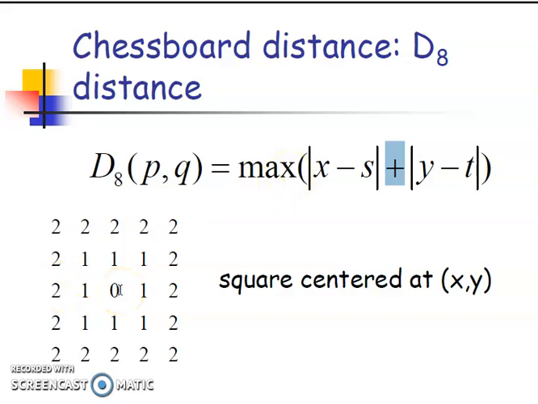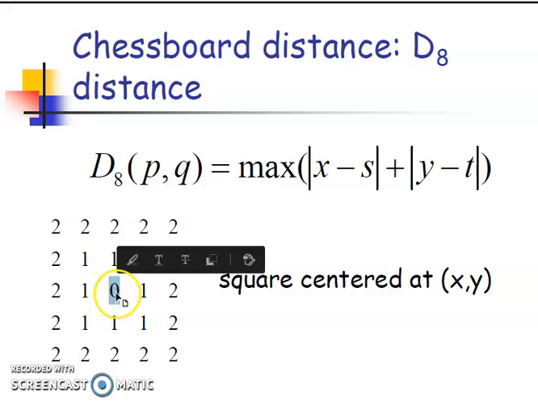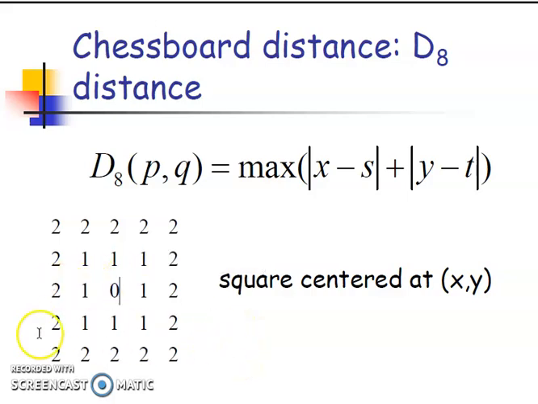If we observe, the D8 distance is considered to be a square which has its center at x,y. If we consider the center pixel as our pixel P, then the D8 distance of all the pixels is represented in terms of a square. These 8 neighbors of pixel P are at a D8 distance of 1 unit from this pixel P. These are the pixels which have a D8 distance of 2 units from this pixel P.